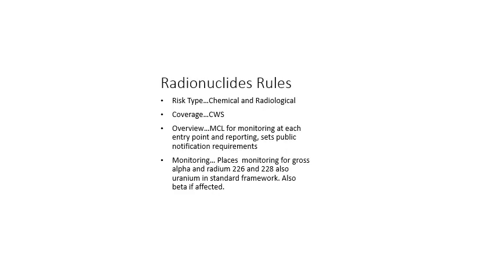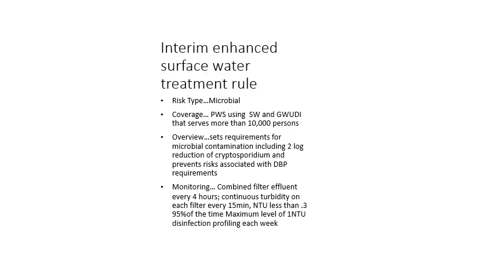Radionuclides rules. The risk type is chemical and radiological. Coverage: community water systems. Overview: sets MCLs for monitoring at each entry point and reporting. Sets public notification requirements. The monitoring places monitoring for gross alpha and radium-226 and 228, also uranium, in a standard framework, also beta if affected.